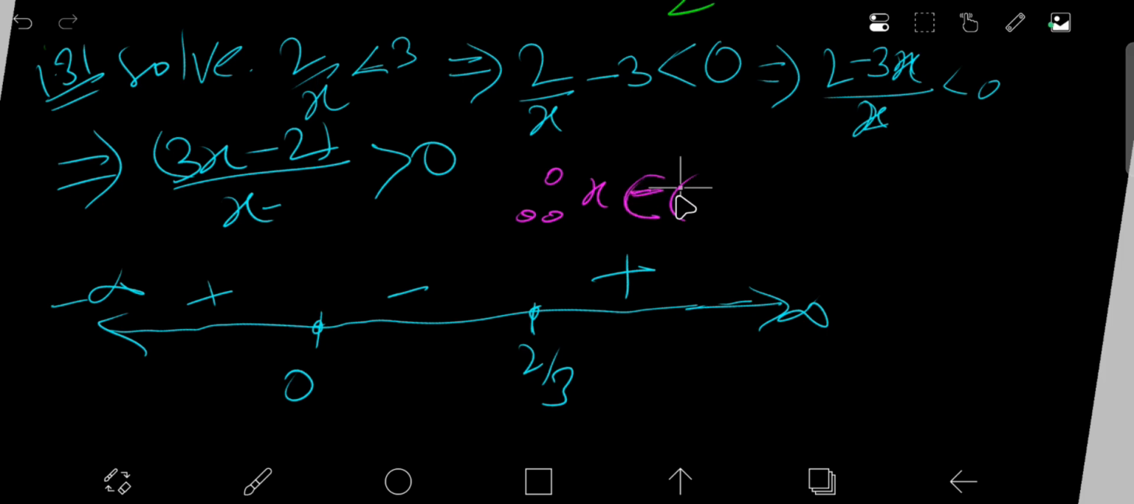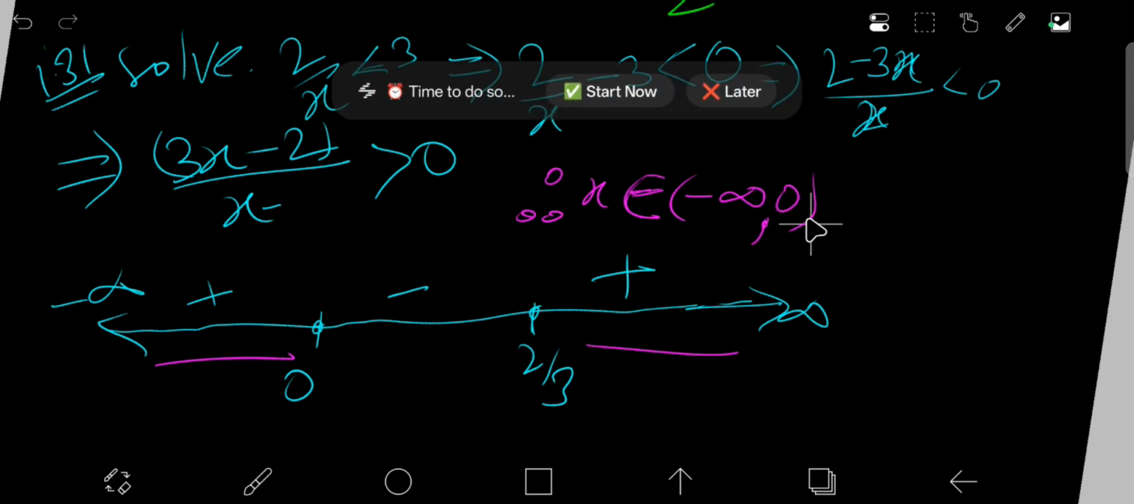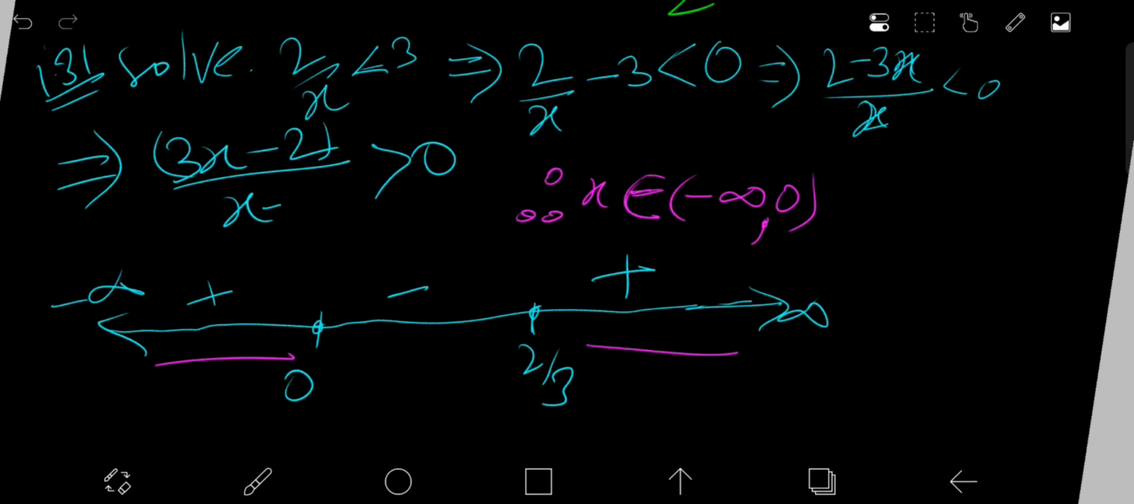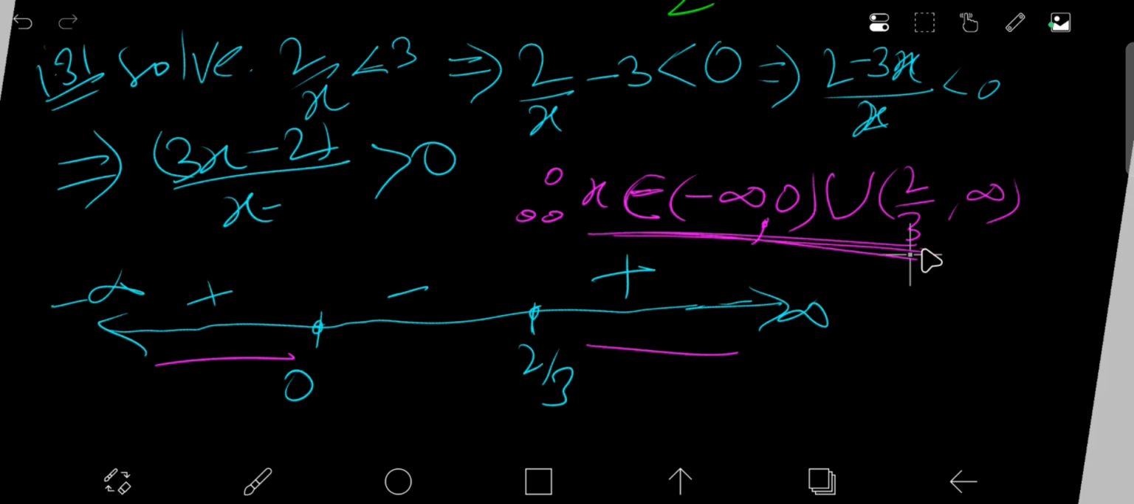So x belongs to which interval? x belongs to from here and here, this side, means minus infinity to 0 as an open interval, union, and this side 2 by 3 to plus infinity. This is your answer. Okay, this is my final answer.